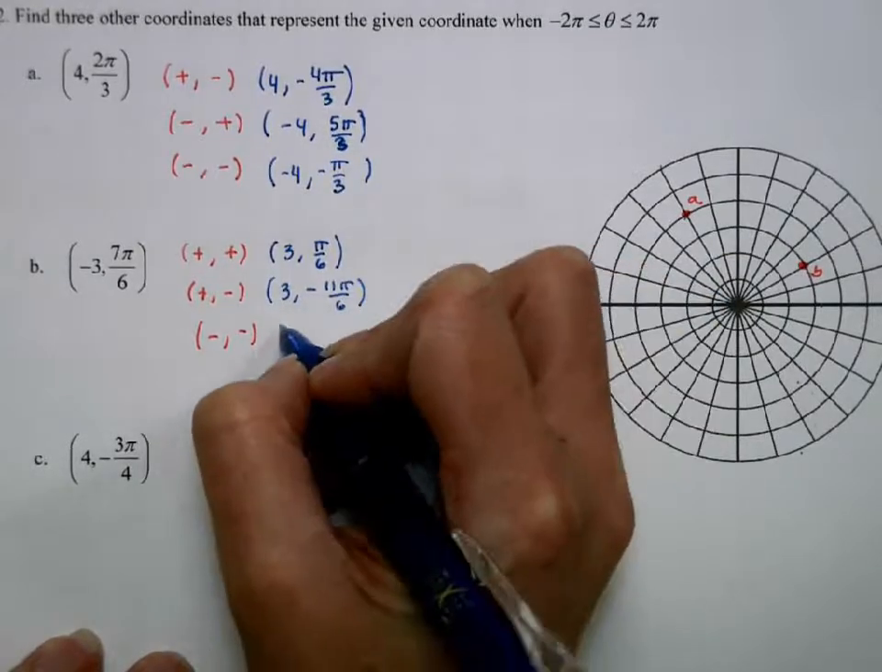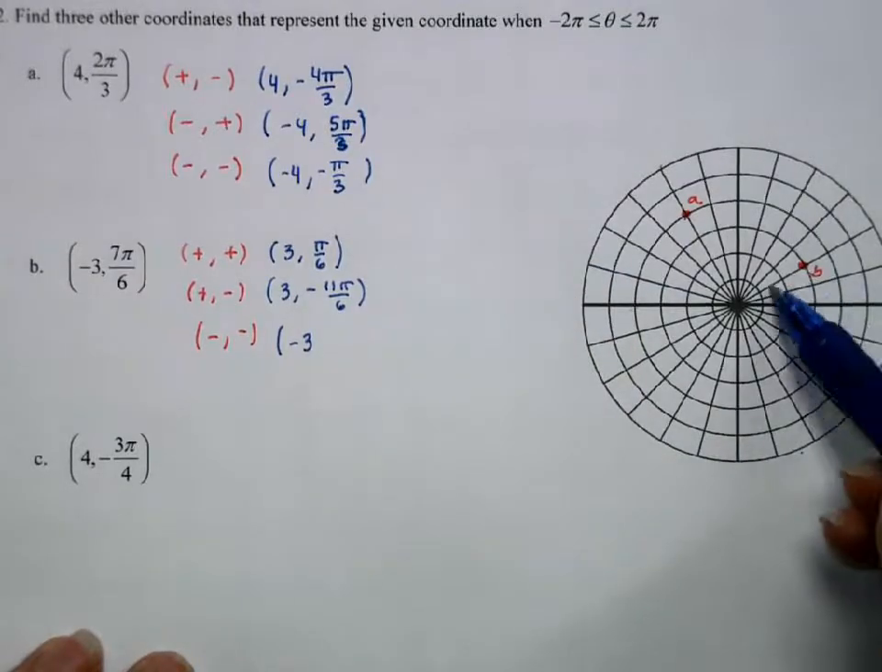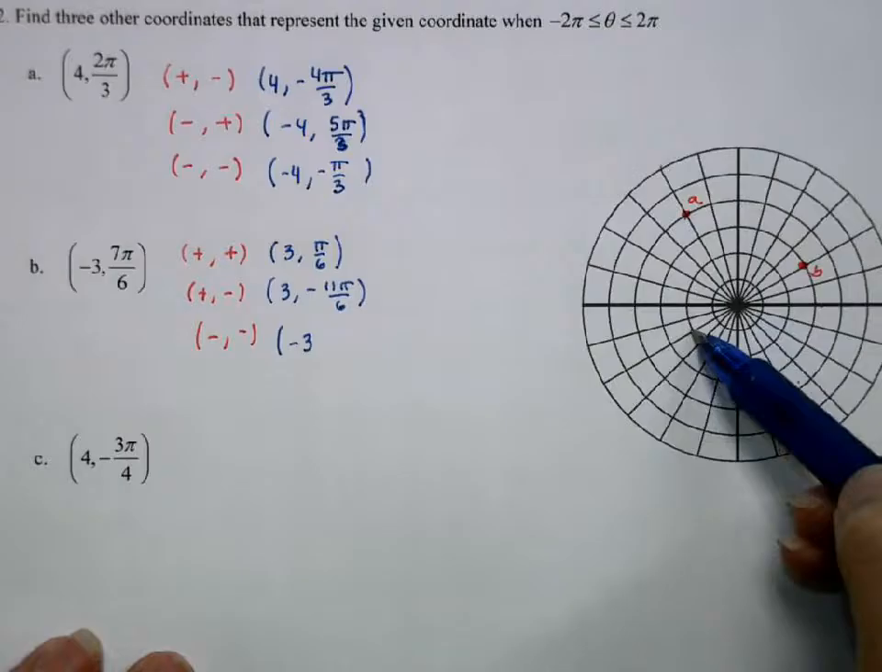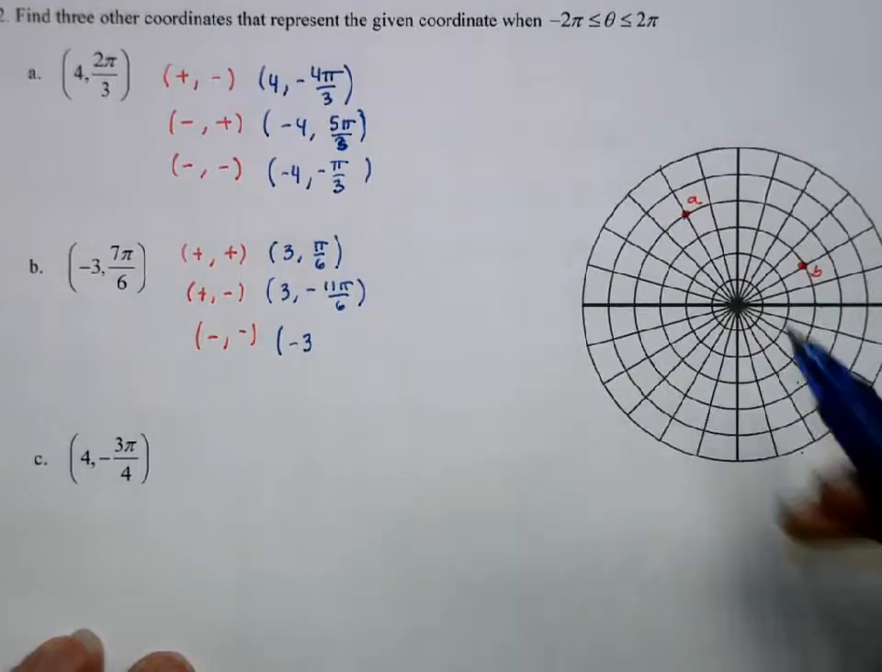And finally, negative, negative is going to be a negative 3. So we're getting to this point. So if I go through, there's negative 3. This angle as a negative is negative 5 pi over 6.